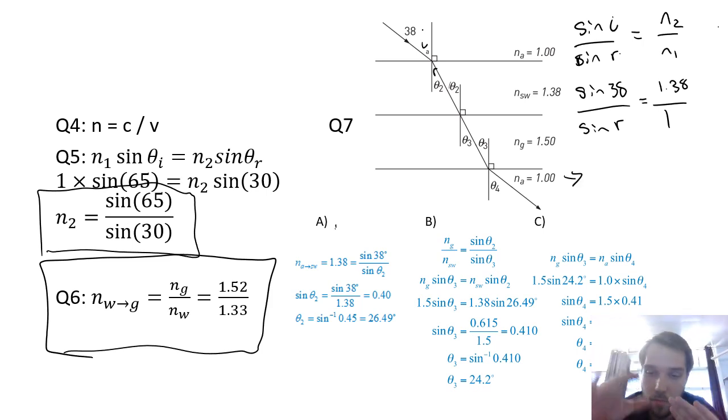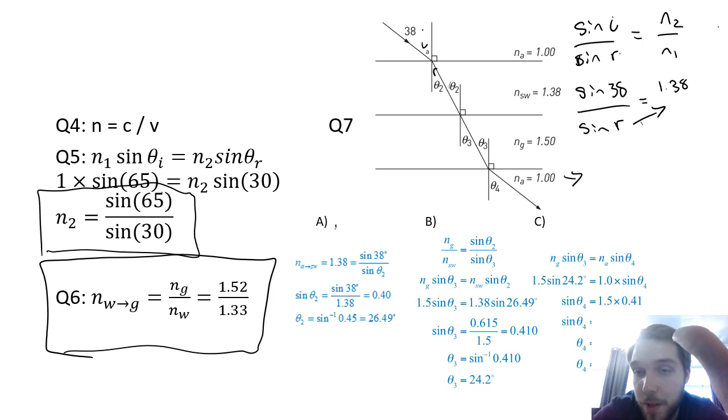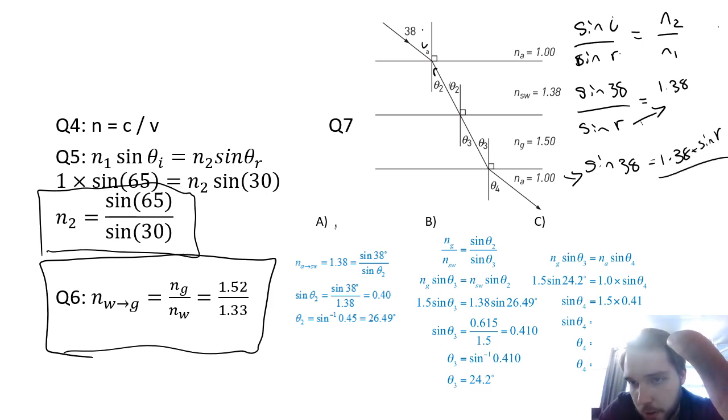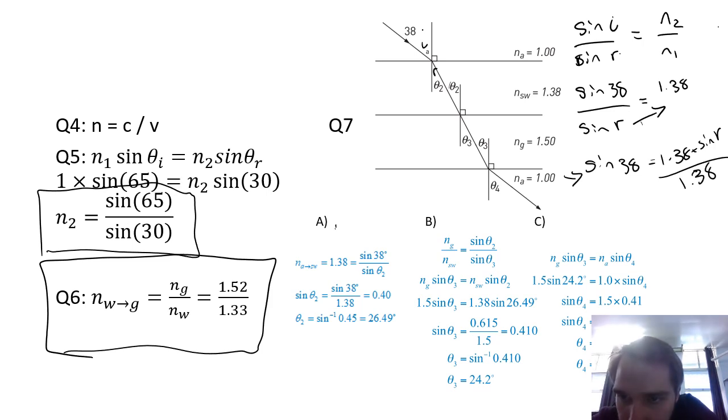Hopefully you guys can multiply and divide however you like. I'll step it out for you. Dividing by 1 is not going to do anything, so let's just wipe that out. And I'm going to bring the sine of R up to the side, because it's currently being divided by sine of R, let's times it out. So sine of 38 equals 1.38 times sine of R. Alright, we want to get sine of R by itself, so I'm going to divide by 1.38 on both sides. That's going to cancel it out.